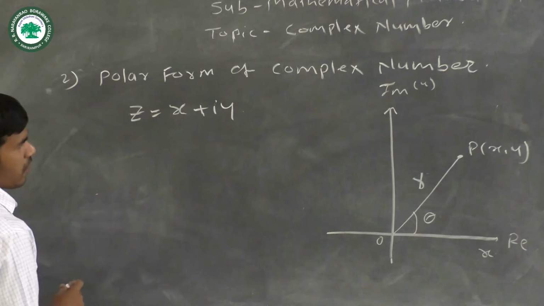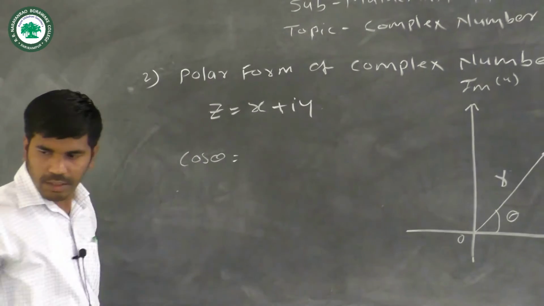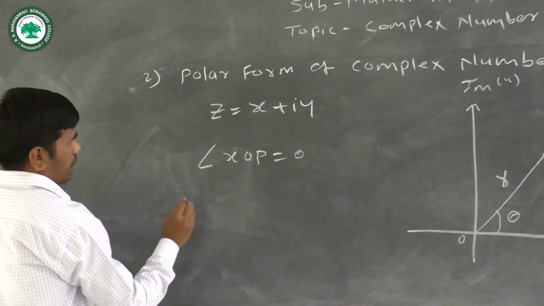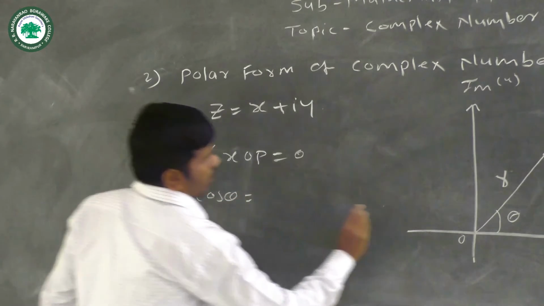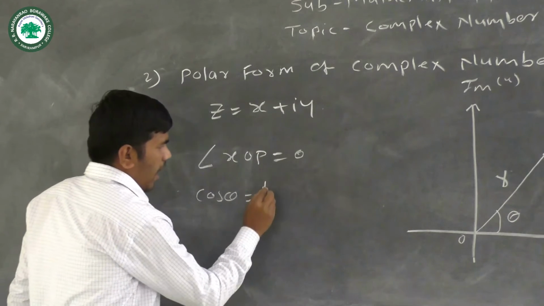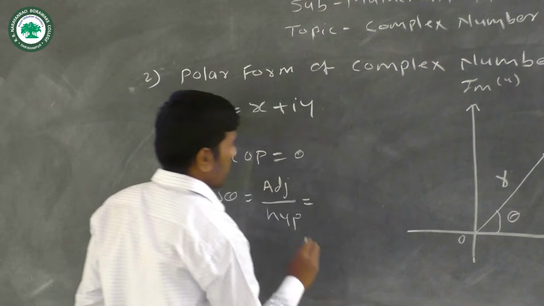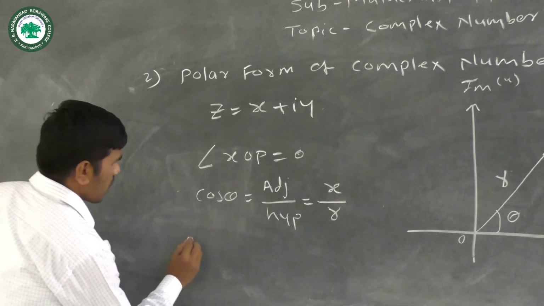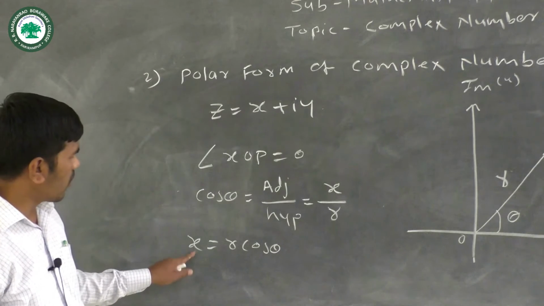Now we get our triangle, where angle XOP is equal to theta. If we apply cos theta, what is it? This is the adjacent side, this is the opposite side, and this is the hypotenuse. So cos theta is equal to adjacent divided by hypotenuse. The adjacent is equal to x and the hypotenuse is equal to r, so cos theta is x by r. From this we find the transformation equation, x is equal to r cos theta.